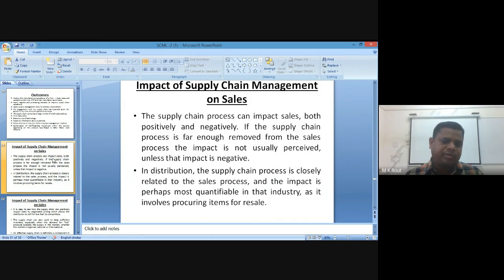So the impact of this is perhaps most quantifiable in case of industries that involve procurement of items for resale. That's why if you take the garment industry particularly, during festivities, they have a huge amount of inventory there. But you cannot assume the uncertainty in your customer demand.